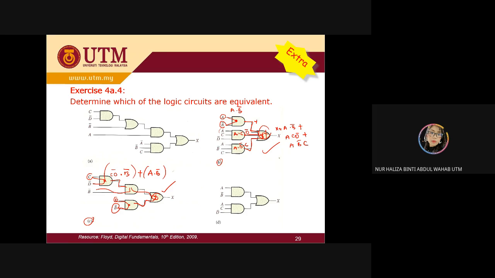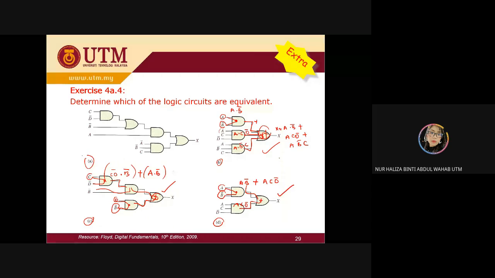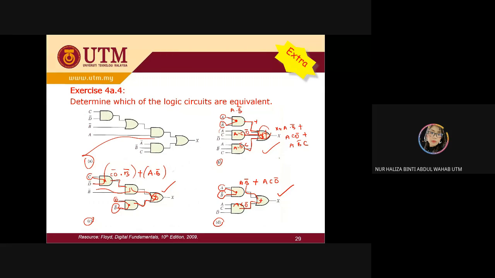Now, what else do you have? Another one is D. D over here. We have A multiply with B bar, adding with our A dot C dot D bar, A C D bar. Easy. So from these 4 examples, do you have any question?